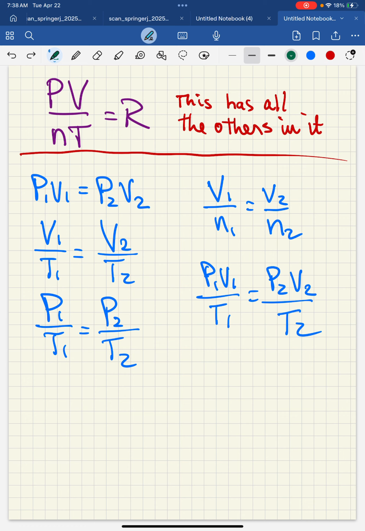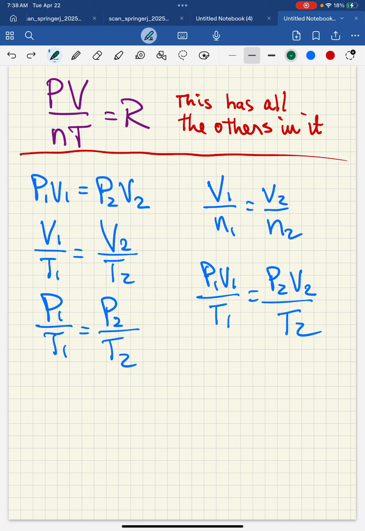I don't care whether you know the names of the laws. If somebody's watching this from some other school or with some other teacher, they might want you to know the names of the laws. I personally don't care whether you know that or not. Sorry, Jacques Charles, Robert Boyle, Avogadro, all those guys. Don't care.